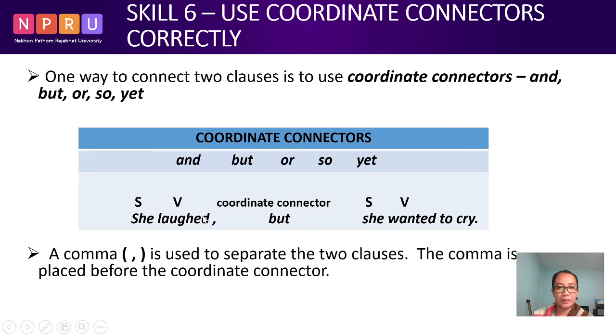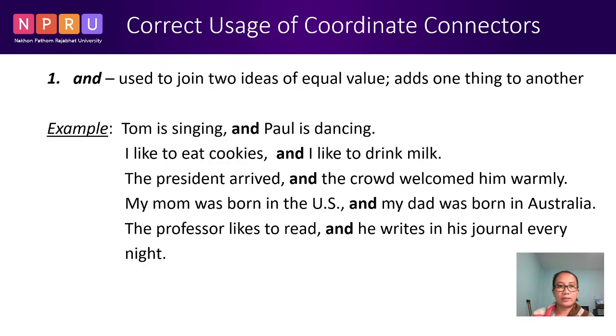A comma, as you can see, is used to separate the two clauses. The comma is placed before the coordinate connector. So this is your coordinate connector and this is your comma. Always take note, a comma comes before the coordinate connector. And is used to join two ideas of equal value, adding one thing to another.